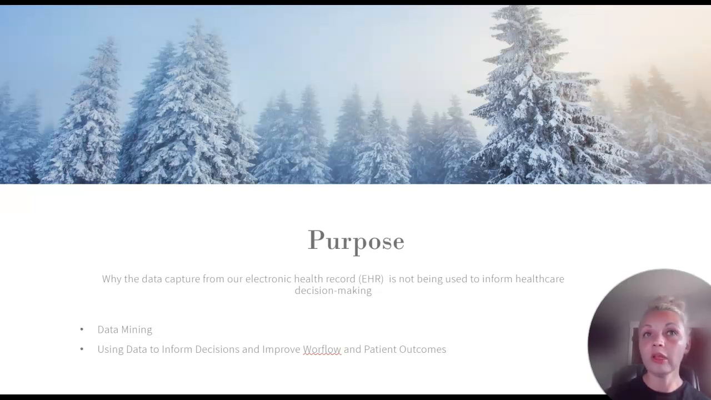Data capture from our electronic health record is imperative to be used to inform our healthcare decision making in our workflows and policies. Data can be extracted from our electronic health record or EHR to provide insight on the challenges of our patient flows. Data mining is a process of using software to discover relationships and predictive information.